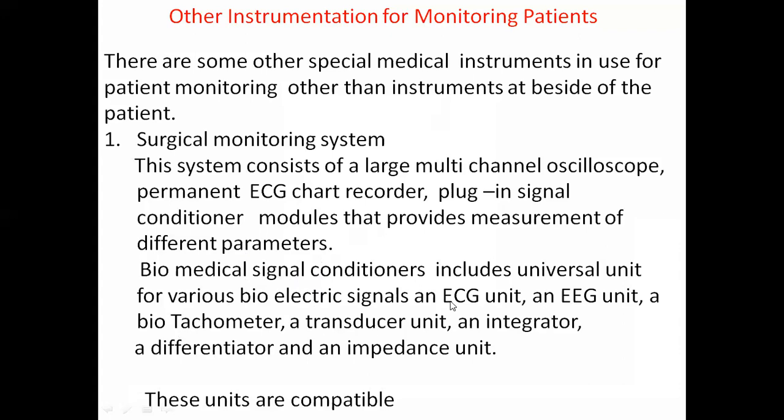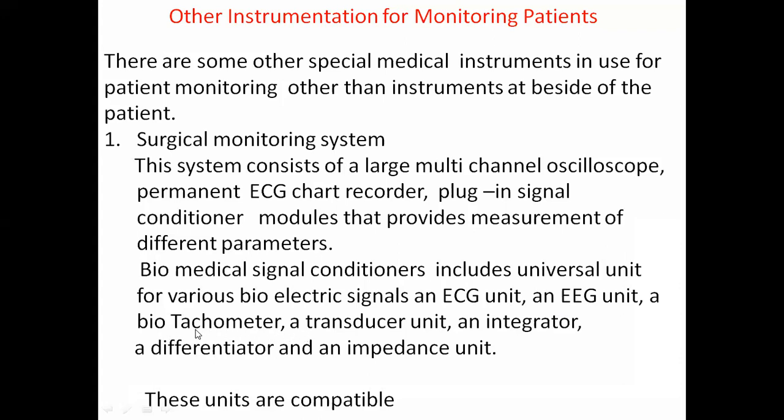Here we have direct units. Suppose for measuring the ECG waveform, one module will be there. By inserting that particular module, we can observe the ECG waveform of a particular patient. Similarly, the EEG unit is also a signal conditioning module. Like that, we can have a biotachometer.